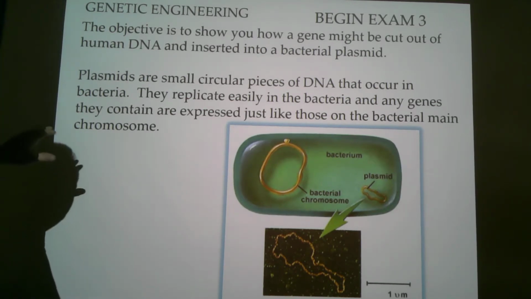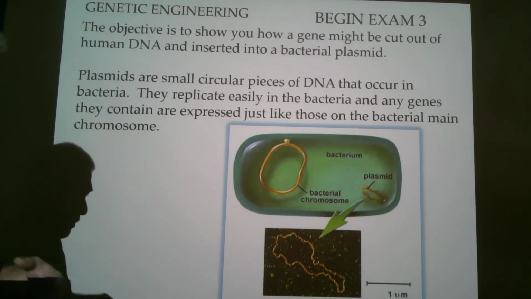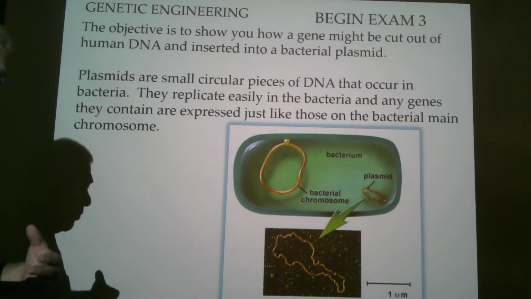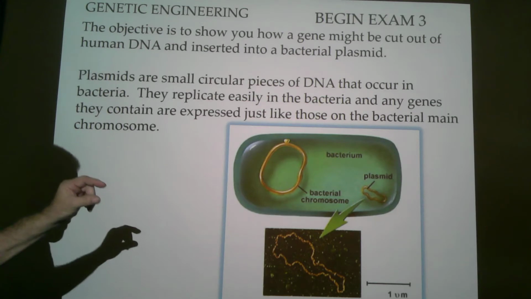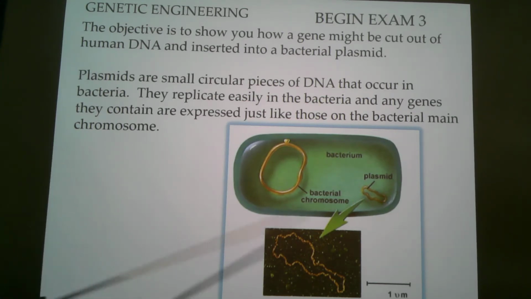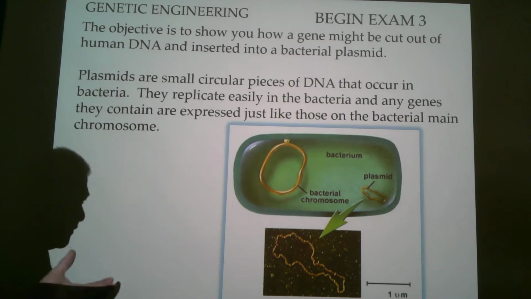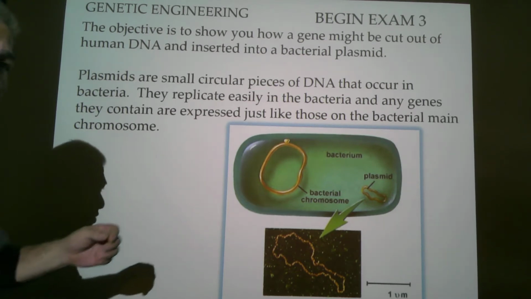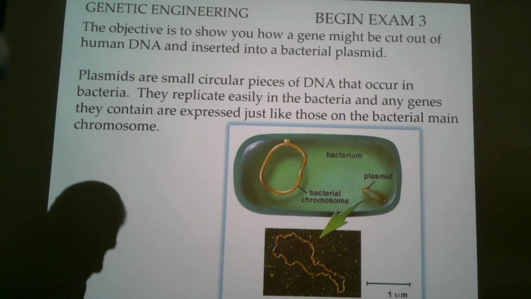The objective here is to show you how a gene, and by now the definition of a gene should be self-explanatory to you, a segment of the DNA that has a specific code for a certain enzyme that is going to be expressed. But the reality is, and many of you may not know this, this has been going on for 25 years, where we can actually take genes out of humans. For example, let's say the human insulin gene.